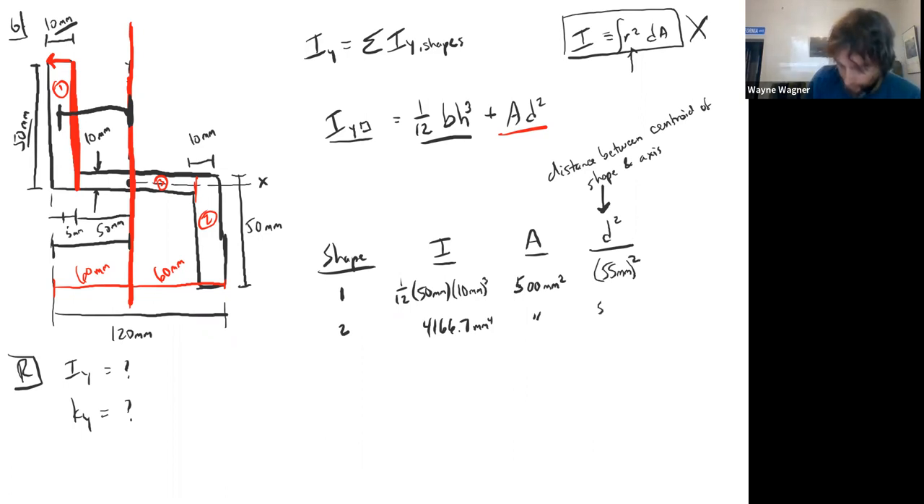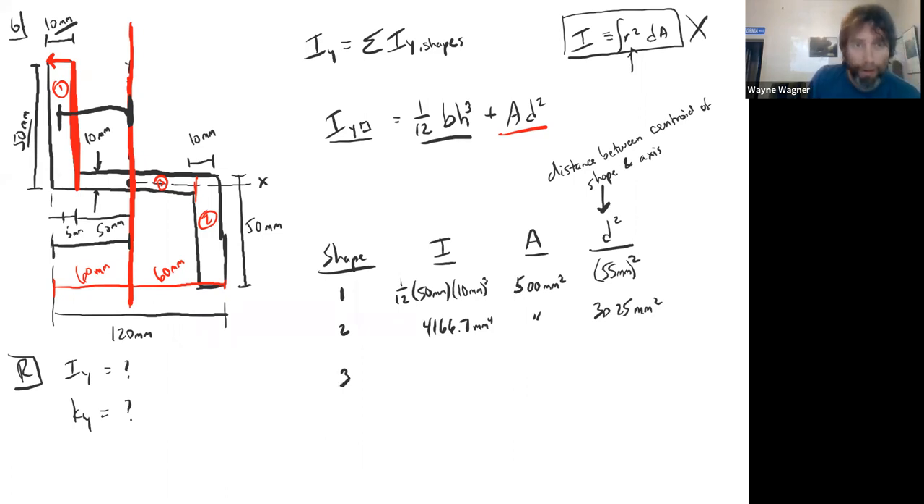Well, I'll plug that in my calculator right here. So let's see here. 55 squared is 3025 millimeters squared. Okay, and then we'll do number 3.